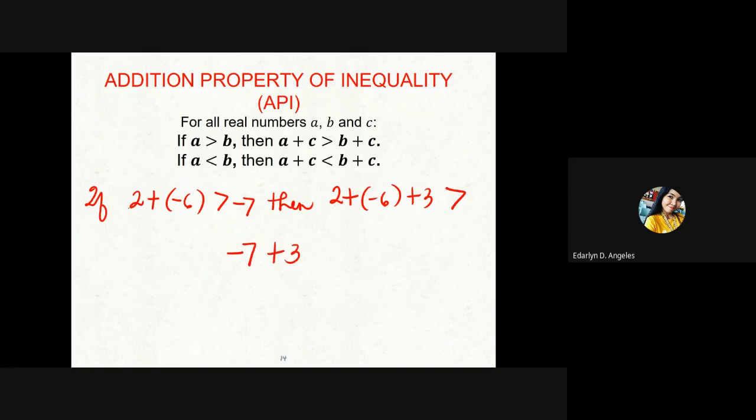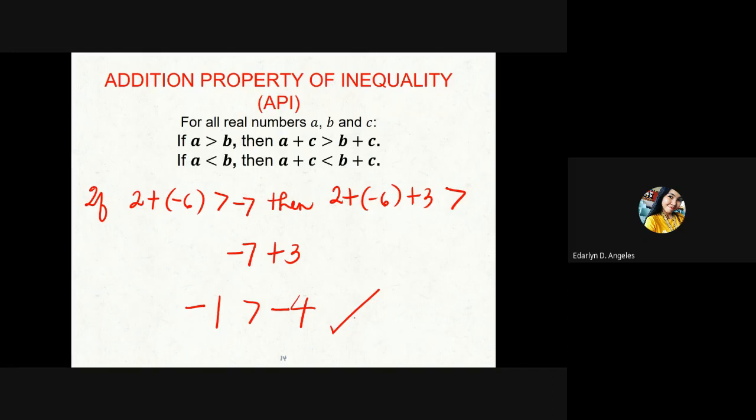So we have here our A as 2 plus -6 and our B as -7, okay? So if we add the 3 to both sides of the inequality, 2 plus -6 is -4, plus 3 is -1. Is -1 greater than -7 plus 3? -7 plus 3 is -4. So we have -1 is greater than -4. Okay? So this one is true. Yeah, -1 is greater than -4.